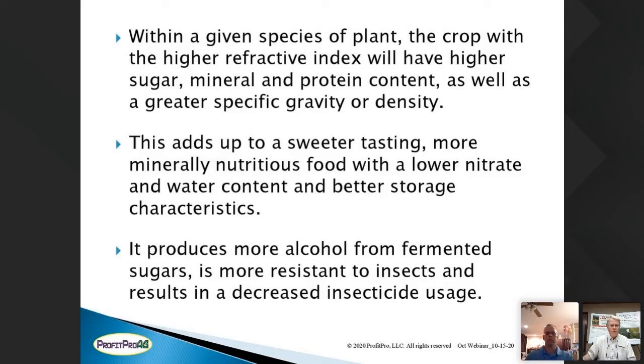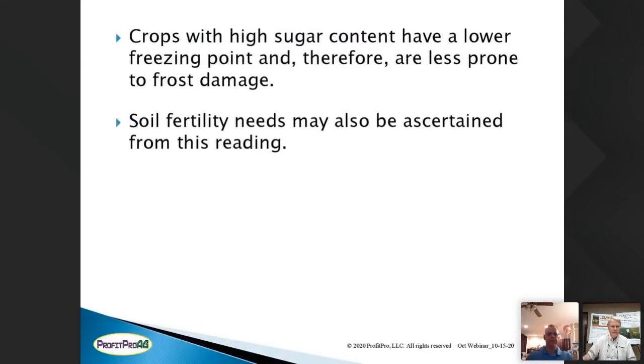So when we have a high BRIC, we have more alcohol from fermentation of the sugars, and that, of course, is a resistance to insects and decreases their attack of the plant. Plus, you have less disease. Less disease, right, Dennis? And also, the plant will have a lower freezing point. It's not as prone to frost. And also, it indicates that you have better soil fertility.